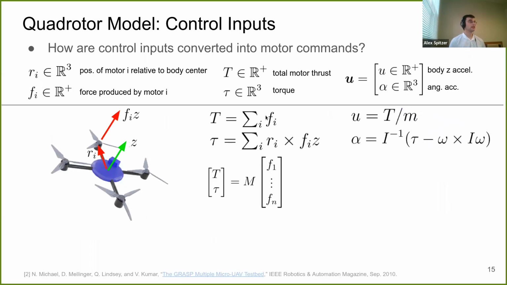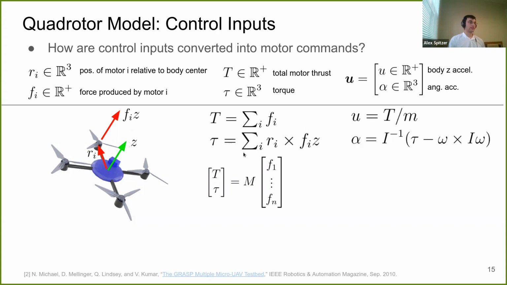So I want to talk a little bit about the way control inputs are converted into motor commands. If we start here on the left, I've introduced some notation where R sub I is the position of motor I relative to the center of the body, and F sub I is the force produced by that motor. So if we want to find out the torque that this particular motor is producing, we can just do R cross F, and we can sum up the torques from all the motors and get the total torque on the body of the robot. That's here.